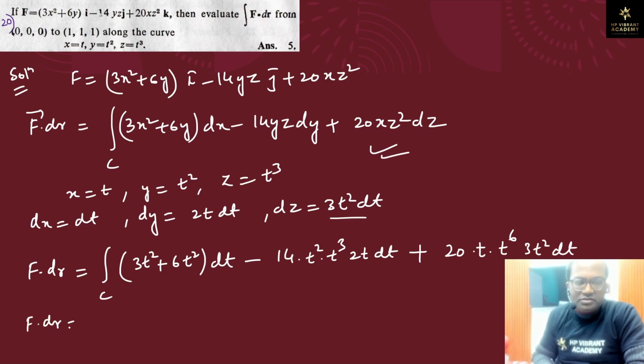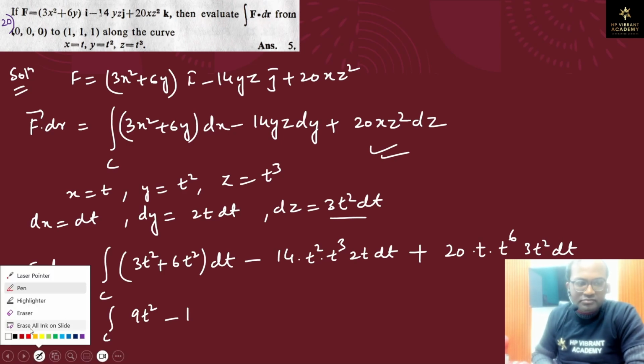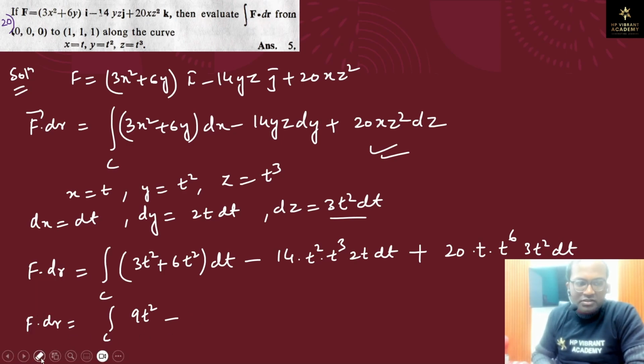The F dot dr along the curve C is 9t square minus 28 into t to the power 6 dt plus 60 t to the power 9 dt.